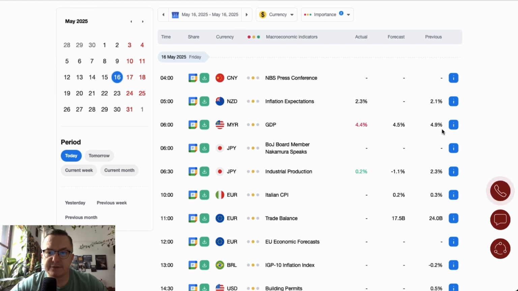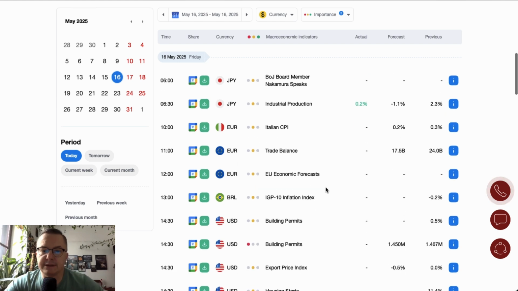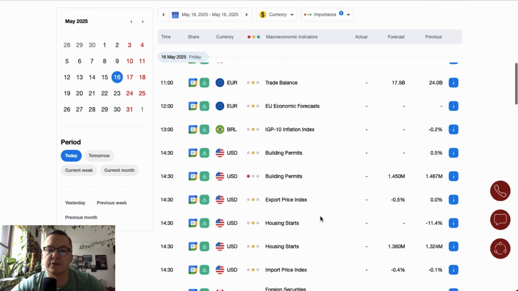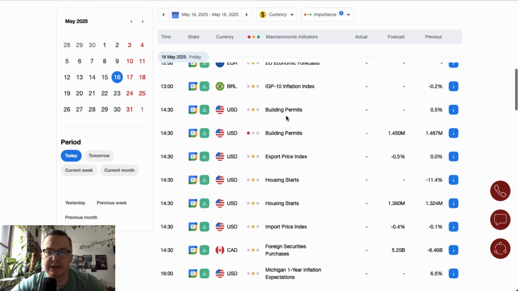Inflation expectations in New Zealand increase from 2.1 to 2.3, and of course we got some data from Japan as well. Industrial production is down from 2.3% to 0.2%, quite a bit better than the minus 1.1 expected. Italian CPI is scheduled for release at 10 o'clock. At 11 o'clock, Eurozone trade balance. At noon, Eurozone economic forecasts are scheduled for release.